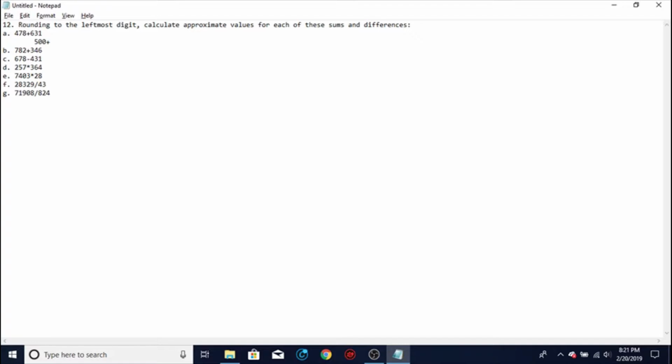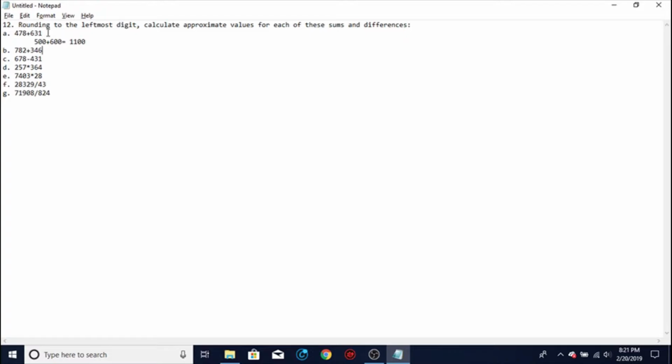And the other one, 631, since the digit to the right of the leftmost digit is a 3, you would round it down. So that would be 600. And then it's simple math from there. 500 plus 600 is 1,100.